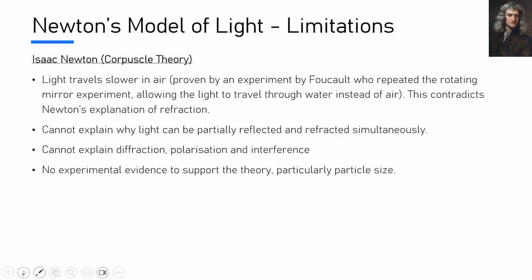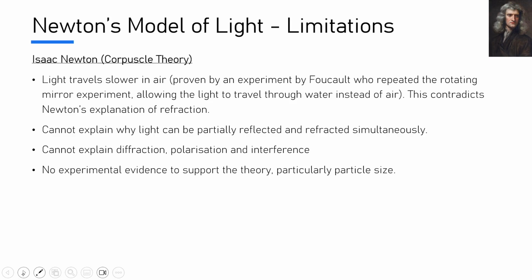Already, I'm hoping that you're coming up with a few different limitations that work quite oppositely or against Newton's model of light. And the first thing is that light travels slower in air. That's not a very great statement to make. We now know that light is slowed down through essentially those denser mediums, and it was proven by an experiment by Foucault, who was able to repeat his rotating mirror experiment that we talked about a few lessons back.